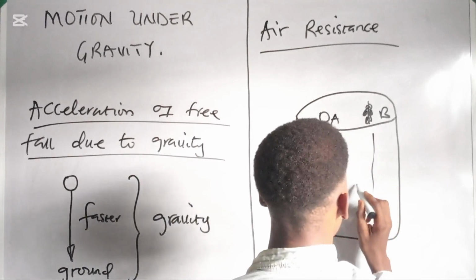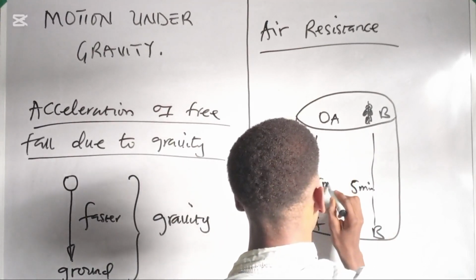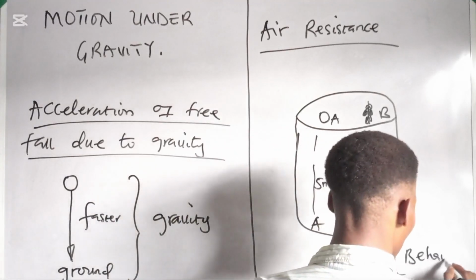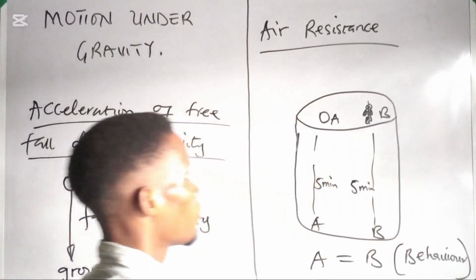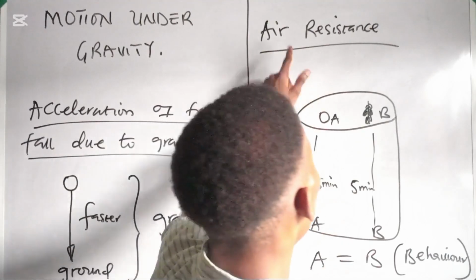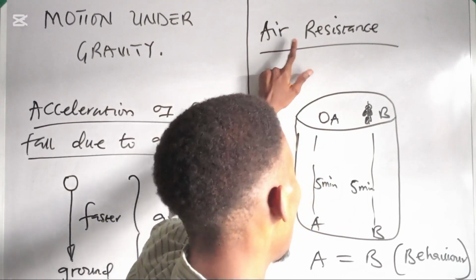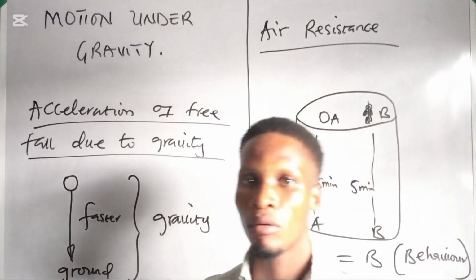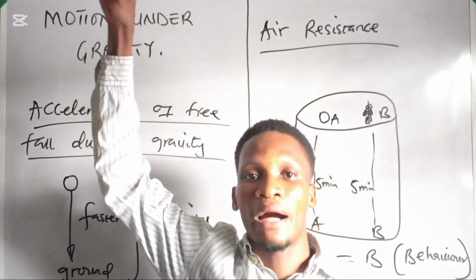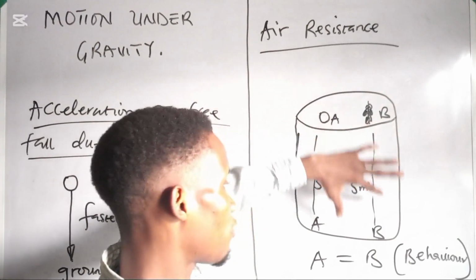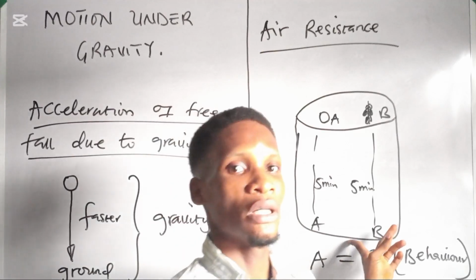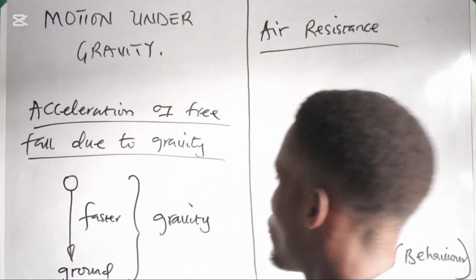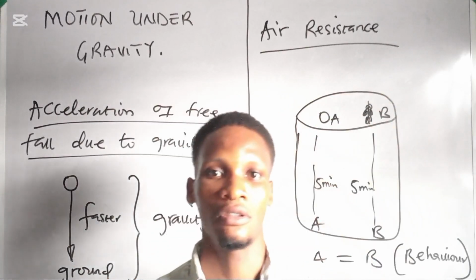So the rate here, let's say we're using 5 minutes, this should also be 5 minutes. We say that A is equal to B in terms of behavior. So that's how we discover that without air resistance, the stone and the feather can both fall with the same speed when they are both released from a height. Both of them fell to the ground of this vacuum at the same time. So it is air resistance that limits the feather from falling at the same time, even with the action of gravity on it.